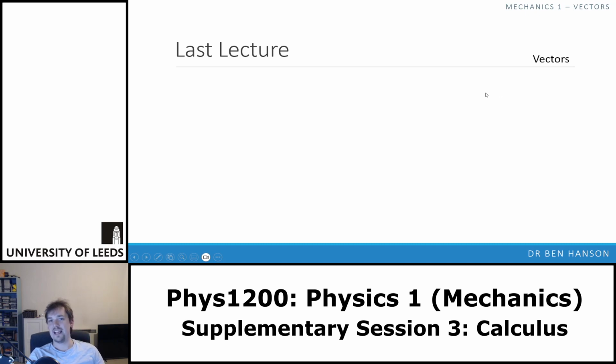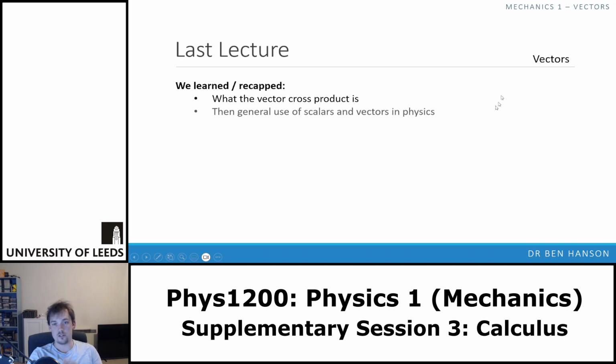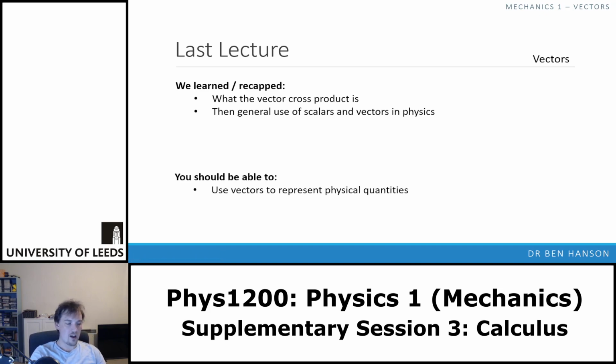So last session, we did vectors and we did the cross product. So we did what the cross product is. And then we looked into the general use of scalars and vectors in physics. So what has units, what has direction, what has size, where are these things important and why, what physical quantities need scalars and what ones need vectors. So now I reckon you should be able to use vectors to represent physical quantities where necessary.